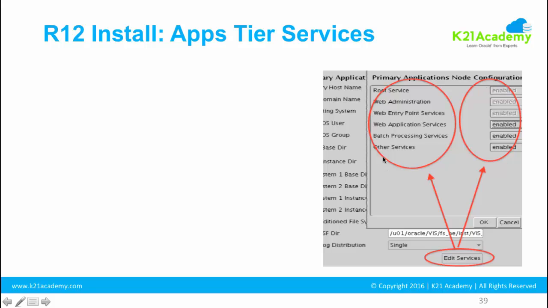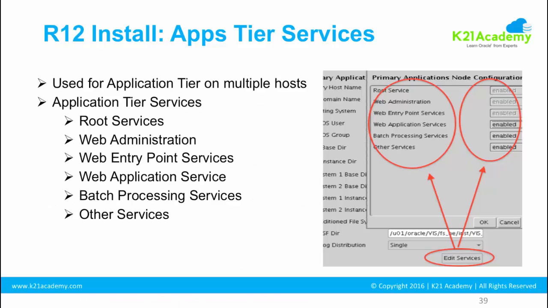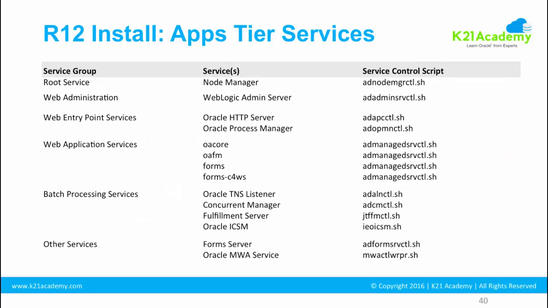Then you can add or remove services, that is the web application service, batch processing service, and other services. You can decide to configure them or disable them from this host and run them on another node. However, you can't disable the root services, web administration services, and web entry point. So these are the various services, and you select them when you're doing a multi-node installation. Now these are the services.